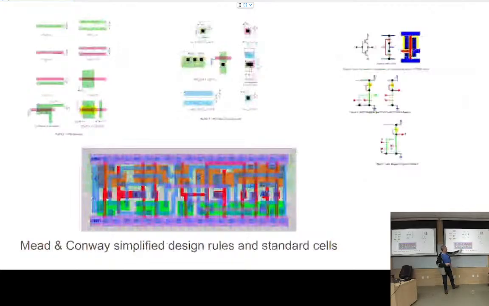So this actually made it not only simple for people to design it, but also made it simple, later on in the 90s, for machines to design. So you could give a net list, and the machine would give you a little block that would be standard cells.